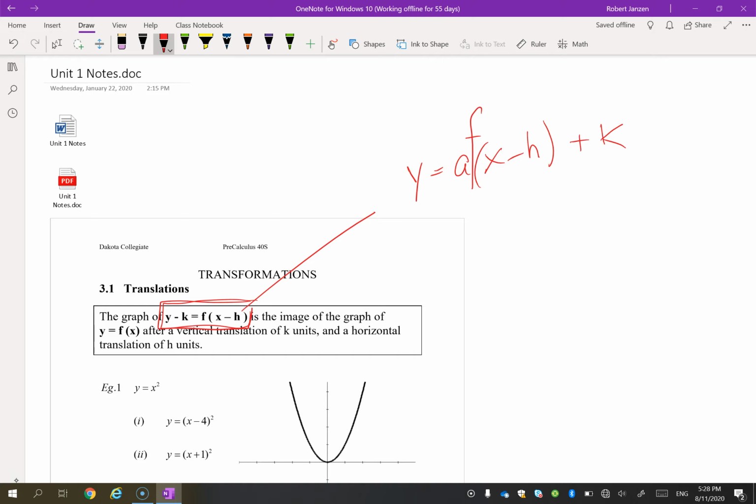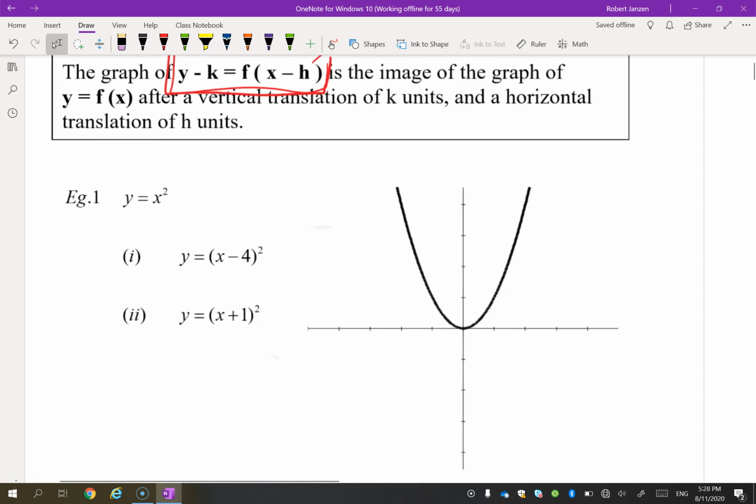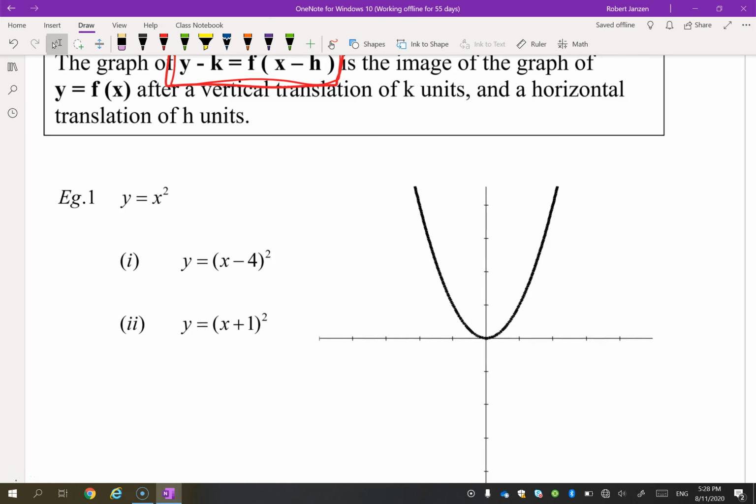There's one other thing you may notice. You may notice that the k is on the other side. Okay, I don't care which side you put it on. In fact, I probably prefer it over here just because that's what we're used to. Okay, so let's take a look at an example.